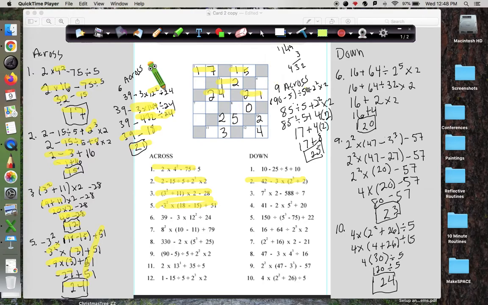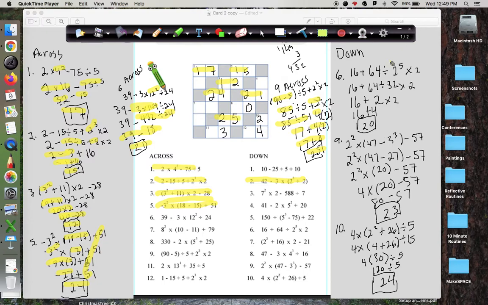Okay, so I also did one more across. The first thing I noticed here was the parentheses, which is 100, or excuse me, just 90 minus 5 is 85. Next thing we have to do is the exponents. 2 squared is 4. Next thing we're going to do is 85 divided by 15 is 17. Next thing is 4 times 2 is 8. And then 17 and 8 is 25. So 9 across is 25.